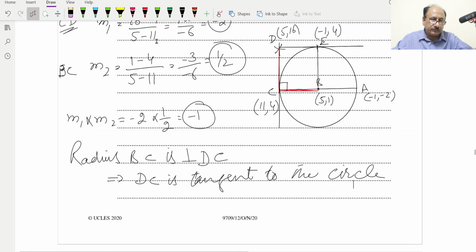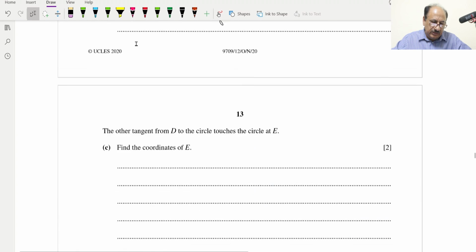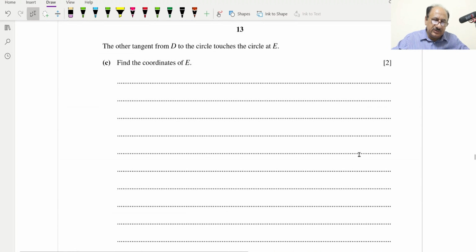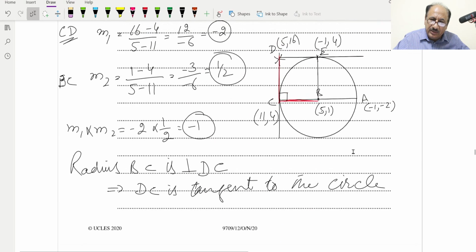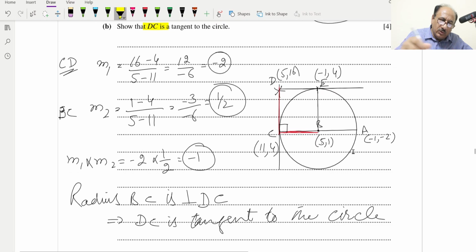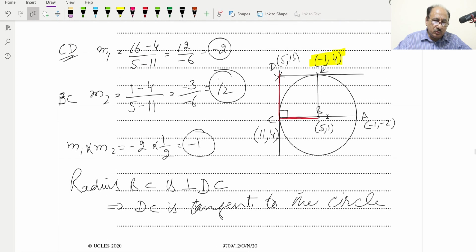This is done. Now part C: the other tangent from D to the circle touches the circle at E. Find the coordinates of E. Basically these coordinates which we have written over here, minus 1 and 4, we have to find. And I'll explain how we have found these coordinates, so we can refer to this drawing.